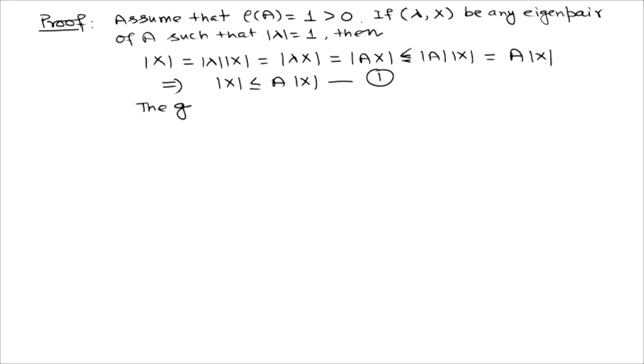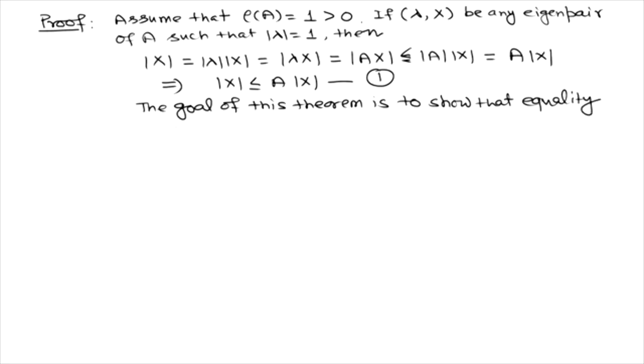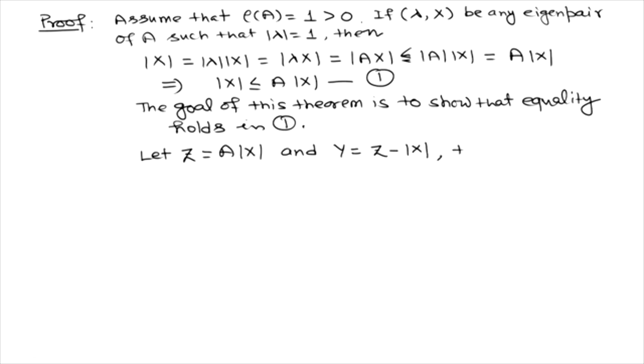Now, the goal of this theorem is to show that equality holds in 1. For showing this, let z be a vector which is A into mod x, that is the right hand side of 1, and define y as the difference z minus mod x. Then from 1, because y equals z minus mod x, y should be greater than or equal to 0. Now, here we have to show that equality holds, so we have to show that y can be 0.